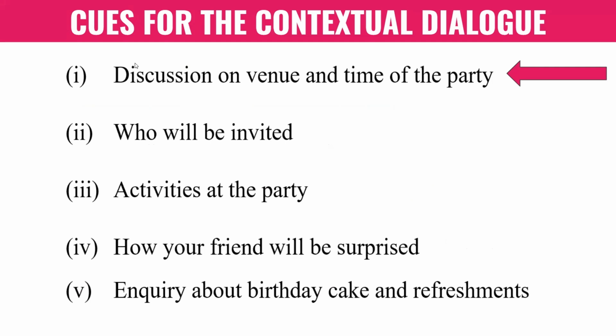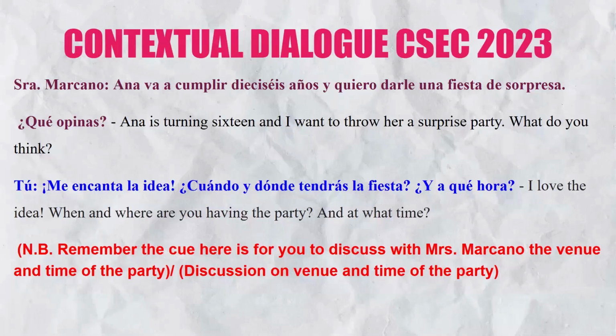Because we have not written any responses as yet, we know that we have to give a response for the first cue, which says: discussion on venue and time of the party. So this is the information that we need to include. We need to have a discussion about the venue and the time of the party. Now let's look at our response.